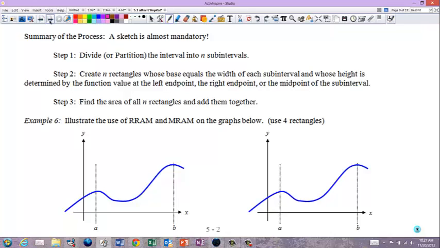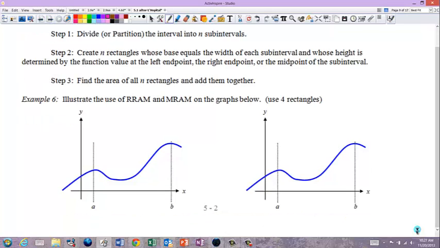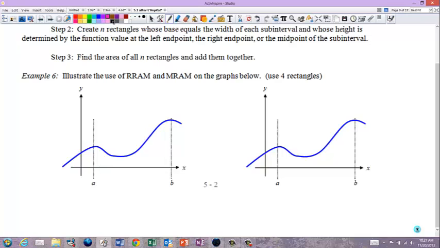It says illustrate the use of RRAM and MRAM on the graphs below. Use four rectangles. Okay, what you would do is you would divide it into fourths. So go halfway, then go halfway again. This one we're going to do an RRAM. That means you would pull it up, go to the right, and draw a rectangle. Pull it up from the right, draw a rectangle. Go to the right, draw a rectangle. And then go to the right, draw a rectangle. Okay? And that would be, let's shade it in. And that would be an RRAM.